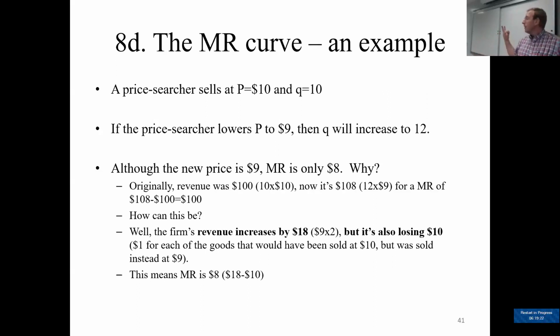Why? You sold 2 more units. You lowered the price to $9. You sold 2 more units. You made an additional $18. But at the same time, you're also losing $10, because every one of those 10 units that you sold, you're selling for $1 less. You just made $18 from selling 2 more units. You lost $10 because you had to lower the price on all of them, plus 18 minus 10. That means that your marginal revenue is $8.